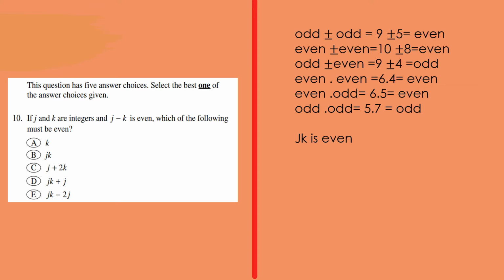In our case, we are trying to get an even integer. The difference is even only when both are odd or both are even. Both should be odd or both should be even. Simultaneously, the product must be even. The product is even only when both are even. So jk is even. So your answer is B.